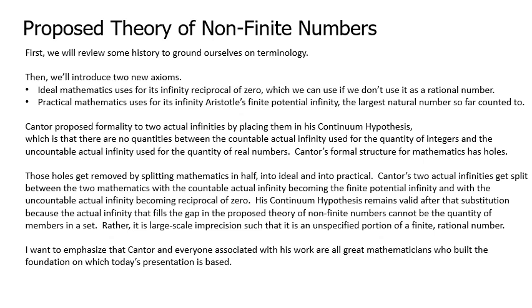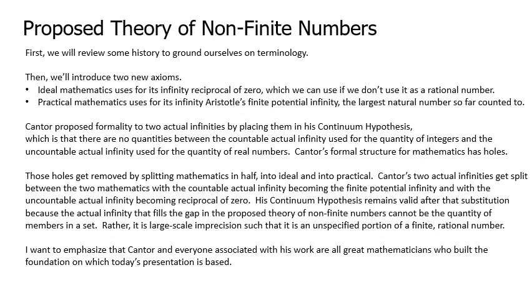Between the finite potential infinity and reciprocal of zero is a gap that has caused some grief in the form of holes in logic. It had previously been assumed this gap contains positive actual infinities with a property that these actual infinities are quantities of sets. Cantor proposed formality to two actual infinities by placing them in his continuum hypothesis, which is that there are no quantities between the countable actual infinity used for the quantity of integers and the uncountable actual infinity used for the quantity of real numbers.